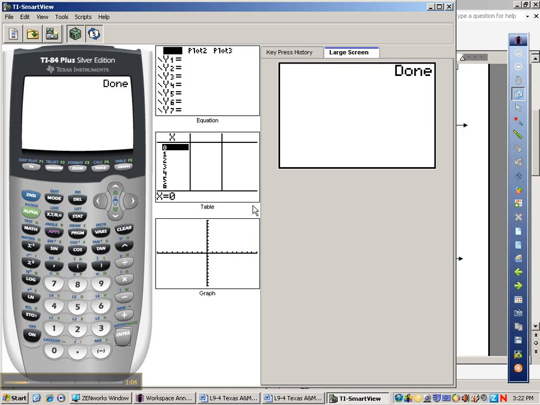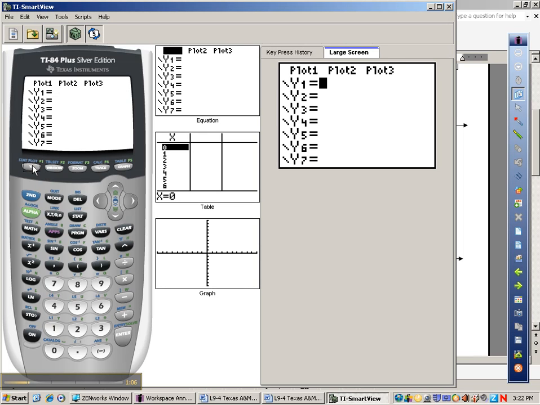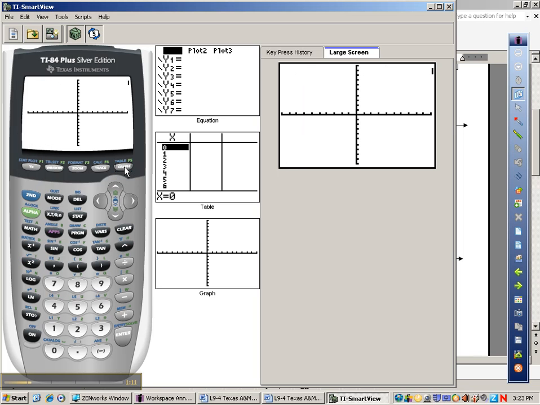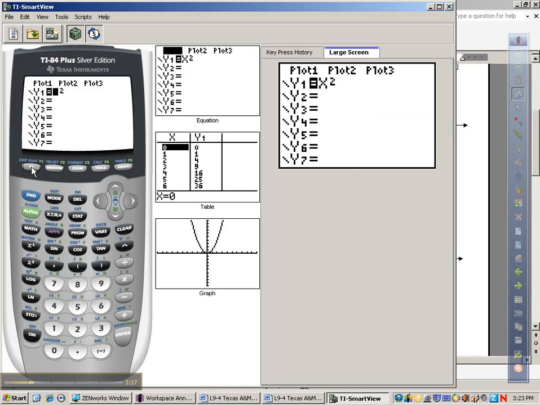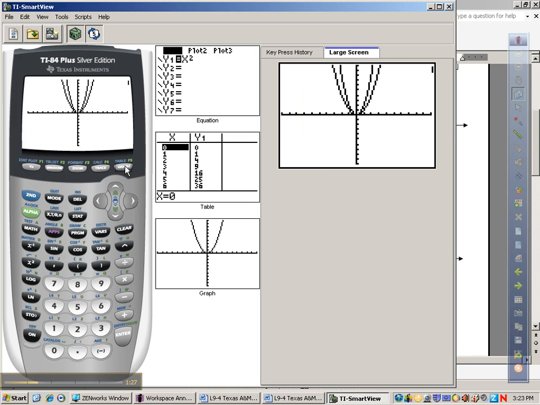Here's my calculator. I'm going to press y equals, and right here I'm going to put in x squared. I'm going to hit graph and graph it. That's what your parent function looks like. Okay, I'm going to go in. I'm going to arrow down, and I'm going to add in 2x squared, and I'm going to graph it. There's my original. There's my new graph.